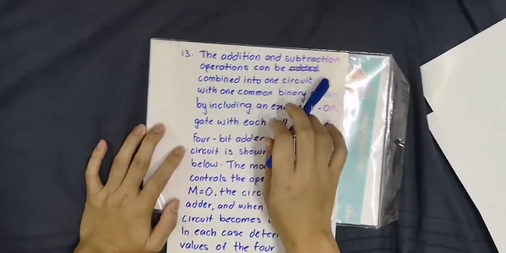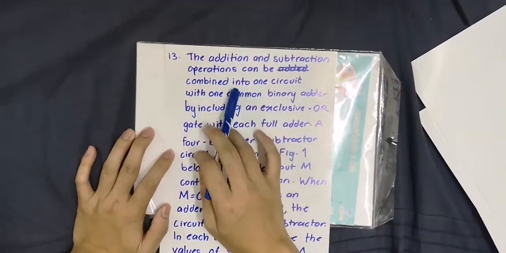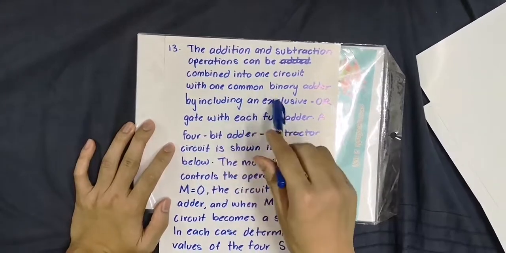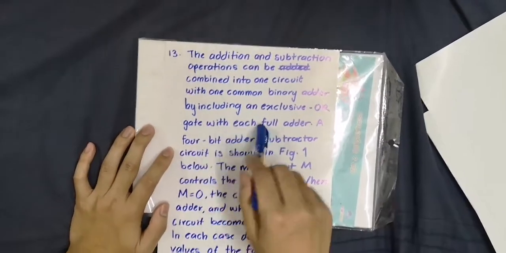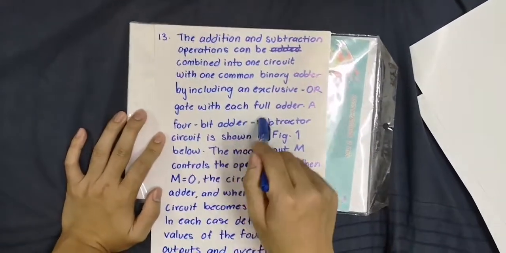Okay, this is the second question. The addition and subtraction operations can be combined into one circuit with one common binary adder by including an exclusive OR gate with each full adder.